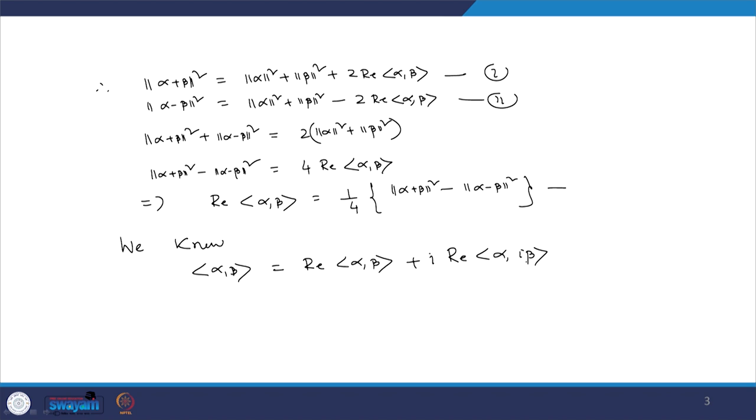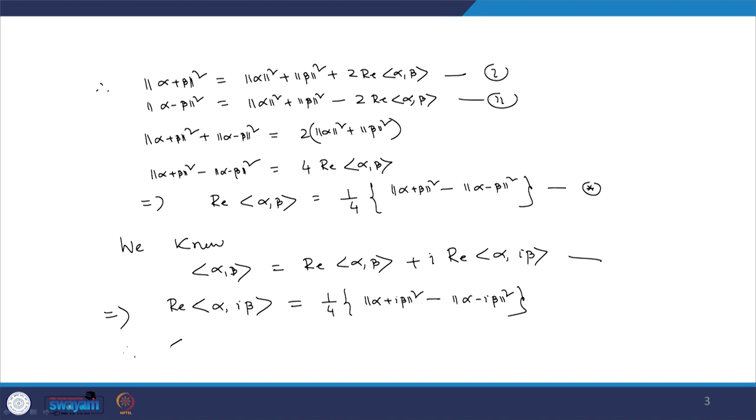Because i times the imaginary part of the inner product of alpha, beta is basically equal to the real part of the inner product of alpha, i beta. Okay, so we have it like this. This implies the real part of alpha, i beta will be equal to, according to these definitions, if I consider this as star, then the real part of alpha, i beta is equal to 1 by 4 of norm of alpha plus i beta whole square minus norm of alpha minus i beta whole square, this one.